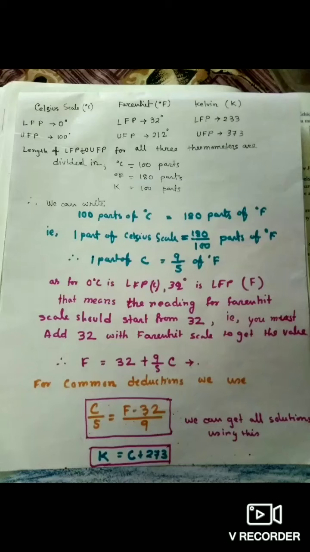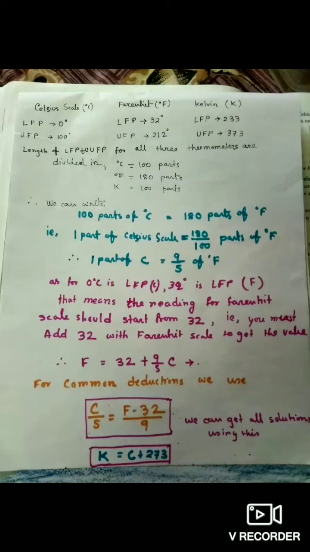Hence, we can write every equation from the starting point by adding 32. That means you must add 32 to the Fahrenheit scale to get the value. So, Fahrenheit equals 32 plus 9 by 5 C. For common deductions, this equation can be simplified and we get a uniform equation, that is C by 5 equals F minus 32 by 9. Children, if you remember this equation, you can put in all the values and get the required values.